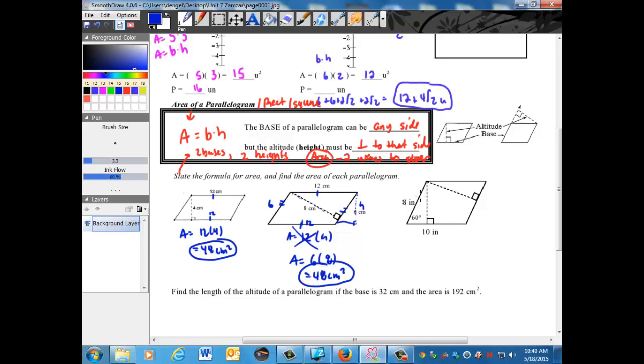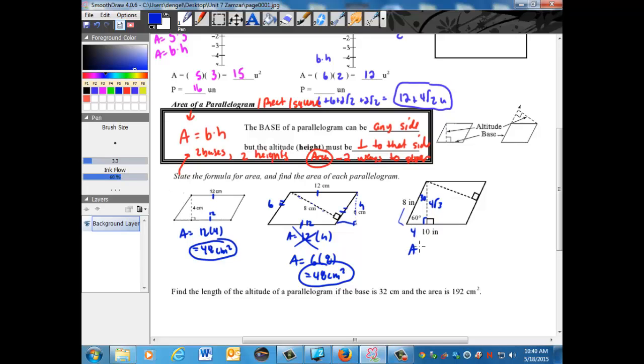Alright, next we have a 30, 60, 90 triangle. We're given the hypotenuse. To move to the short leg, we're going to divide by 2. That would give us 4. To move from the short leg to the long leg, multiply by rad 3.